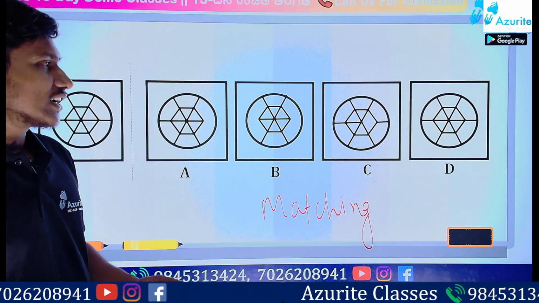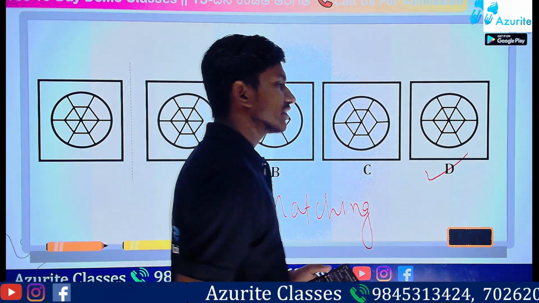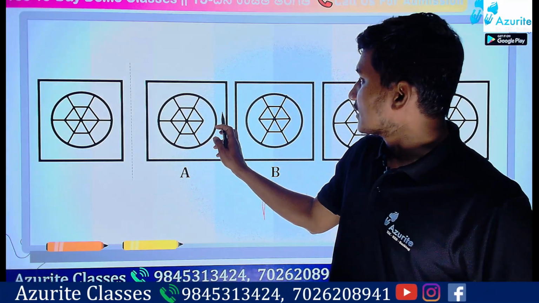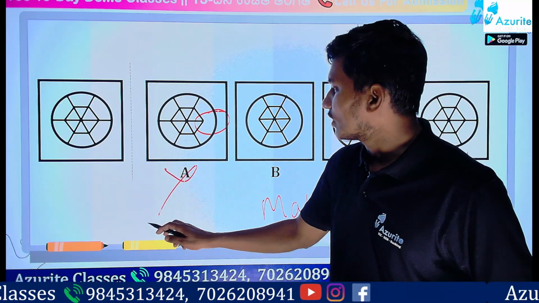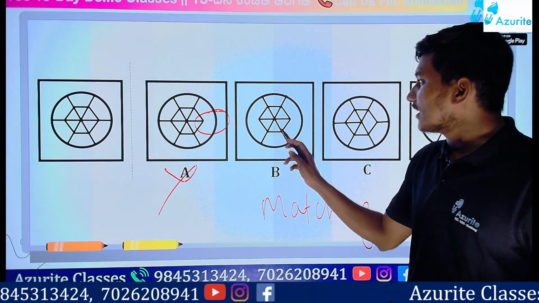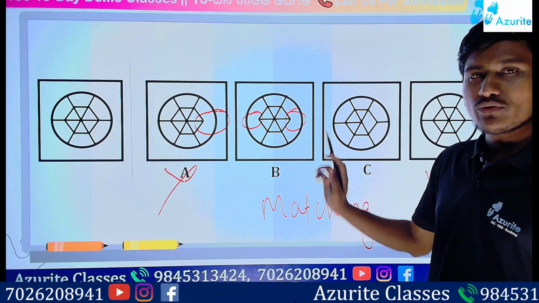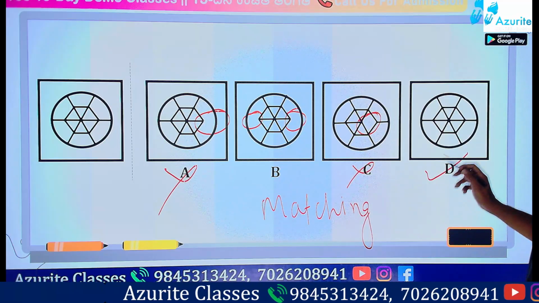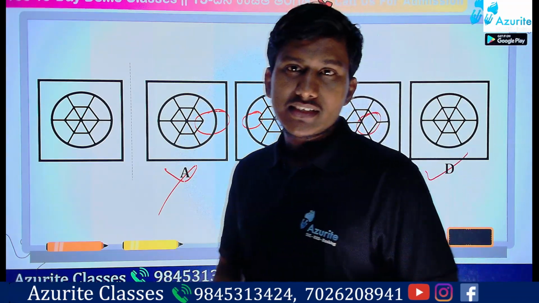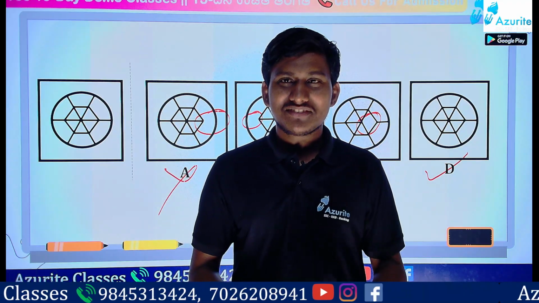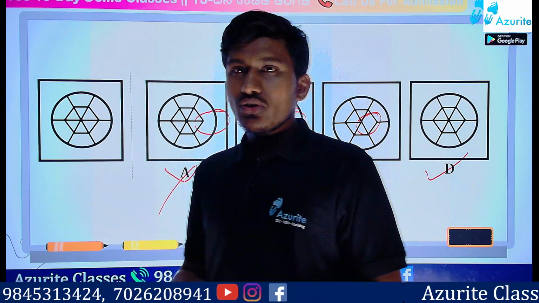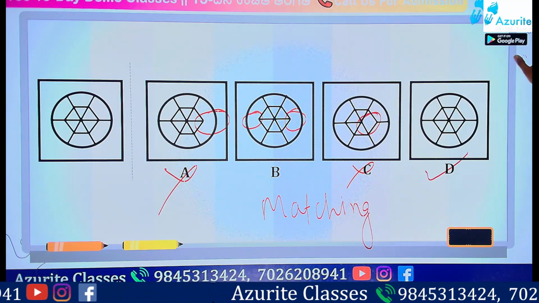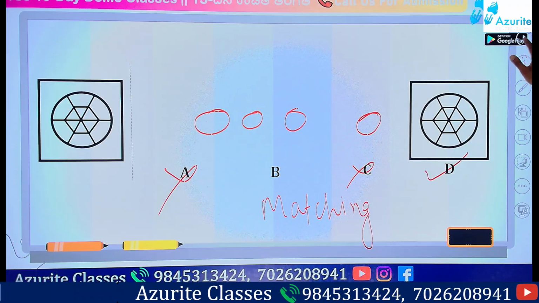Good. Very good. So the answer is option D is the matching figure. Okay? So if you see in A, there is a missing line here. So that is why A is not the answer. And in B, a line is missing on both sides, not possible. And in C, one line is missing here, not possible. So D is the proper answer here. So that is how you have to match the figure. Okay now? Okay, good. So let us go to the next question here, students.